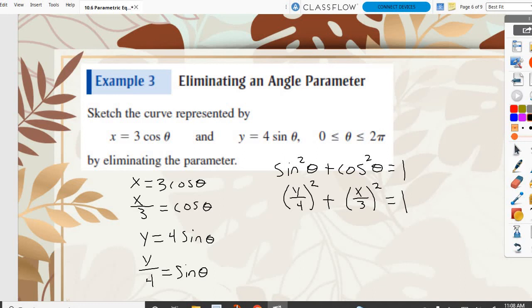So now we basically solved for each and plugged them in. So now what do we need to do? Simplify. So we get y squared divided by 16 plus x squared divided by 9. What type of equation is that? Specifically, what type of graph is that? Not a circle. Ellipse. It's an ellipse. Not an eclipse.